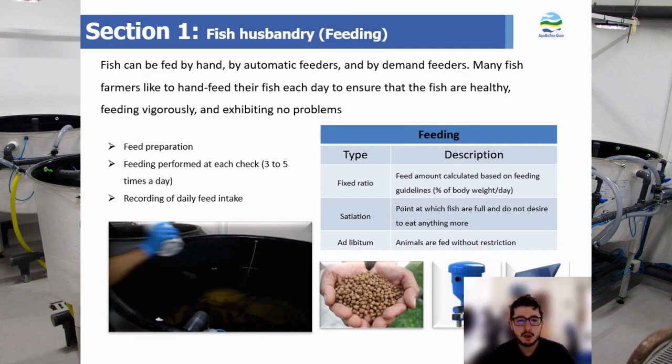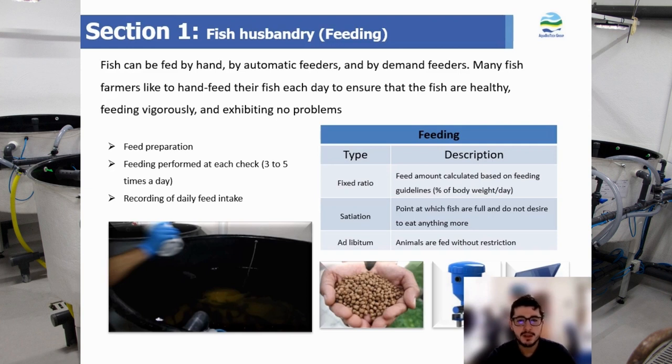But as a general concept, fish feeding can be split into three main categories. Fixed ratio: the feed amount is calculated based on feeding guidelines, percentage of body weight per day, that are different from species to species and life stage. Satiation: the point at which fish are full and do not desire to eat anything more, is mainly used in experimental trials. Ad libitum: animals are fed without restriction and feed is provided up to 24 hours per day.